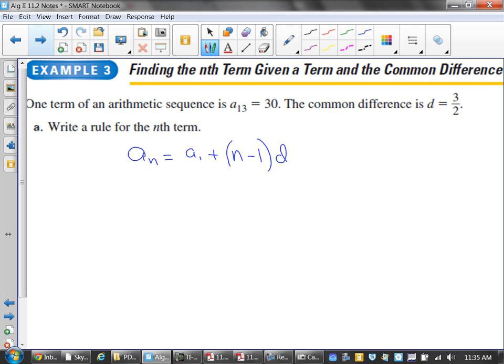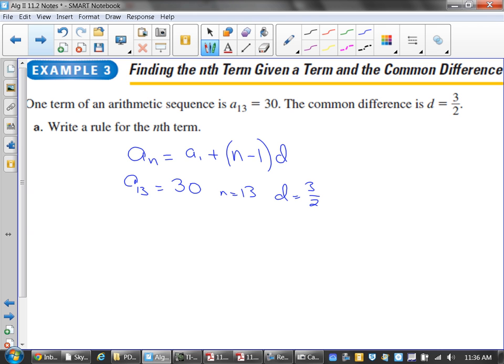So in this case, I know that the 13th term in this sequence is 30. Common difference is 3 halves. So if the 13th term is 30, what's my value of n? Exactly. That means my n value is 13, and my d is 3/2. I know 3 of my 4 variables, don't I? What am I going to solve for?